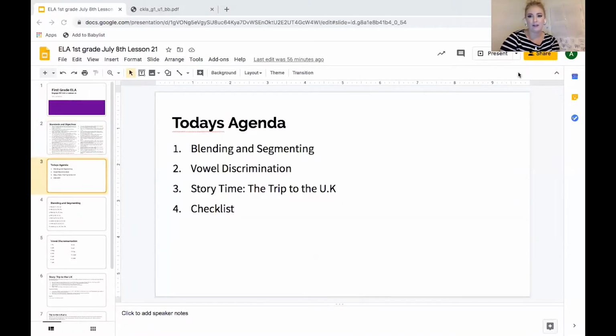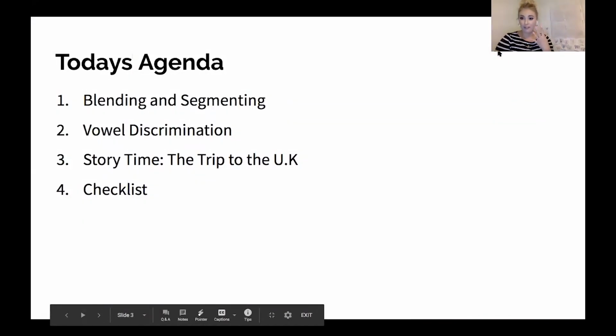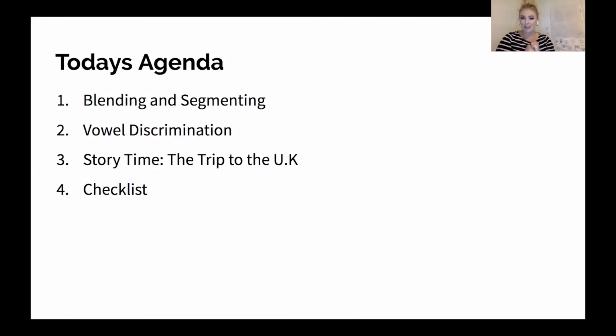Okay, so first on the agenda is blending and segmenting, with our finger tapping technique that we have been doing together. Then we're going to do some vowel discrimination. We're going to do our story, which is the trip to the UK, which I just realized that we've read before, but we're going to go into more detail about the trip to the UK. Then we'll come back and do our checklist.